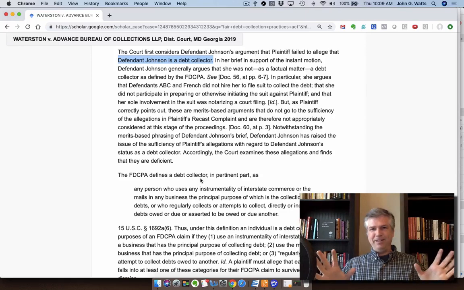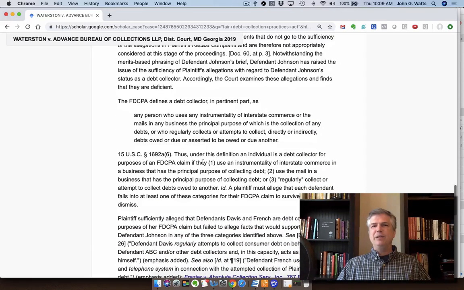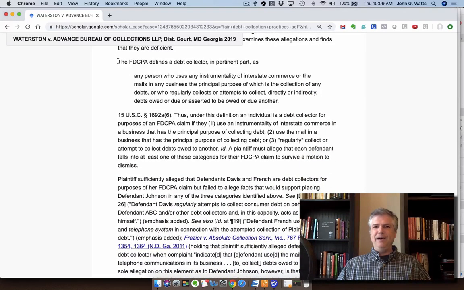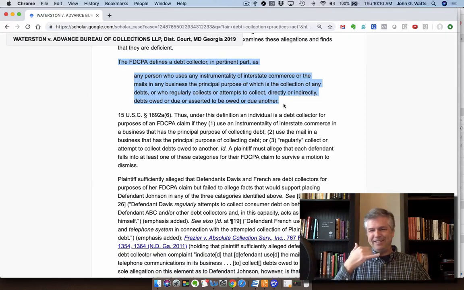Now, I haven't gone back and read the complaint. I don't know if the judge is right in this. I'm just telling you what this case says. And so here's the definition of a debt collector under the FDCPA. So it's using interstate commerce. That would be things like telephone, mail, email. The principal purpose of your business is a collection of debt.